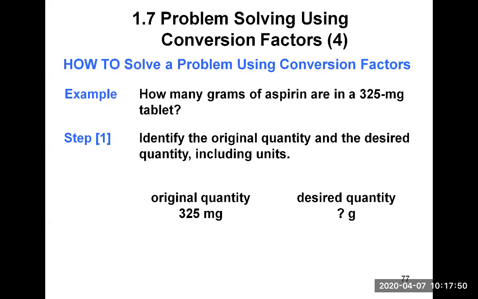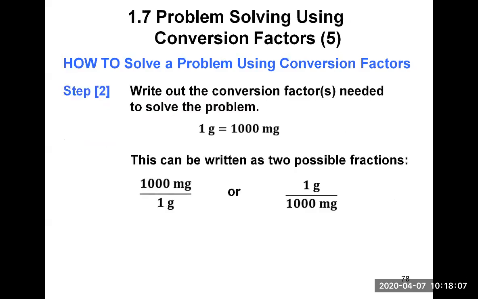The question is asking for how many grams there are in that tablet. So how many grams? It's the desired quantity. We want this 325 milligrams in grams. The next step is to write the conversion factor needed to solve that problem. And so we saw that we have milligrams and we want grams. So you want to find the equality between grams and milligrams. And grams and milligrams are metric system units.